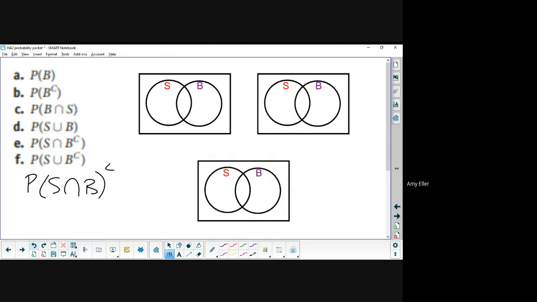This is the complement of S intersect B. I'm going to first graph S intersect B. I'll do the complement last. This is S intersect B. So the complement would be the opposite of that. Everything but that piece. So this would be my answer.